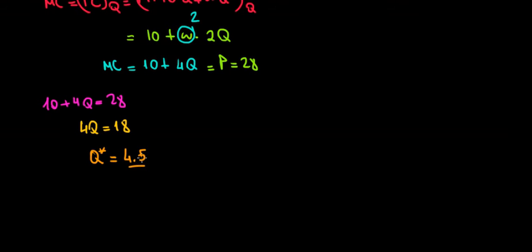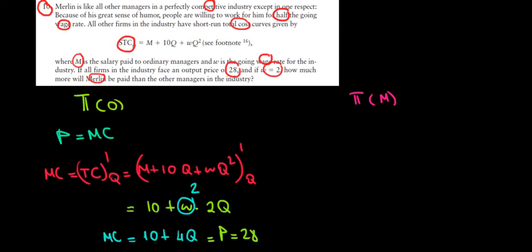So we sell this quantity. How much money do we make from it? Well, we have to calculate the total revenue from it. The total revenue from selling so much is going to be the price times the quantity. So the price of 28 per unit times 4.5 units gives us a total revenue of $126. Okay, so we have the total revenue. To find out the profit, we also need to know the total cost in this case. And the total cost, we can see it over here. So we're going to substitute the 4.5 in for the quantity.